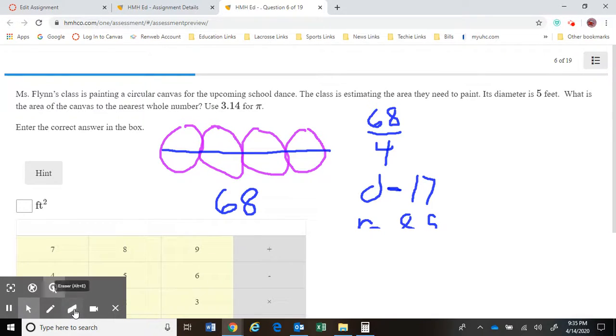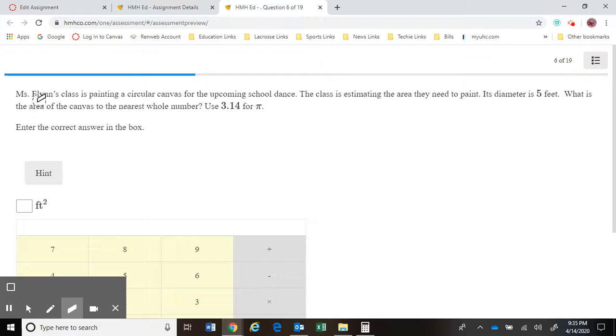Okay. I'm going to erase this all. Miss Flynn's class is painting a circular canvas for the upcoming school dance. The class is estimating the area they need to paint. Its diameter is 5 feet. What's the area? Okay, they gave you diameter. What should you do? What's the radius? Well, my radius is, that's right, 2.5.